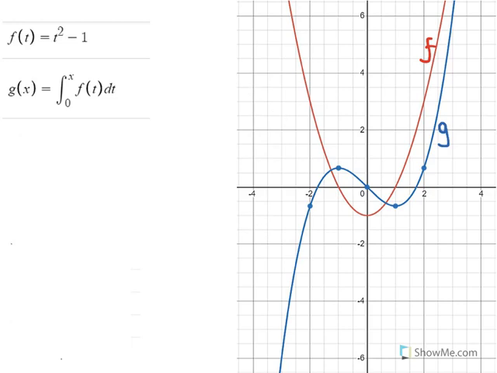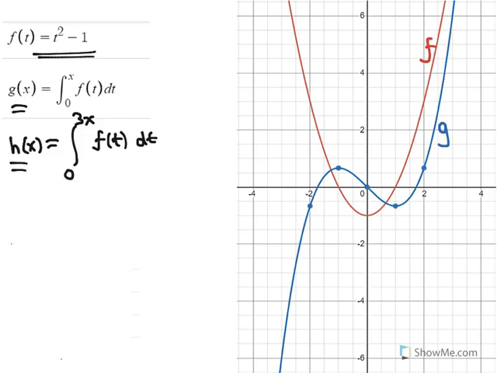We'd like to conclude by considering a third function, and this function is h of x, and it is defined as follows. It is defined as the definite integral of f of t with respect to t from t is equal to 0 to t is equal to 3x. So the difference between the function g and the function h is that for the function g, the upper limit of integration was x, and for the function h, the upper limit of integration is a function of x. It is 3x.